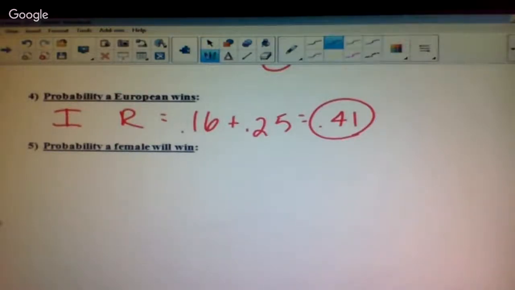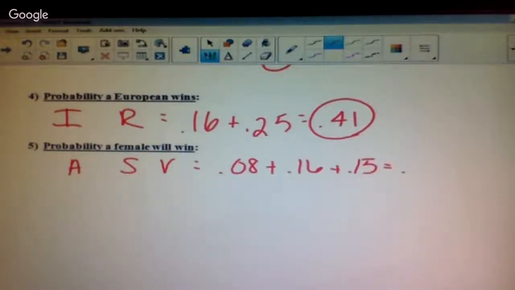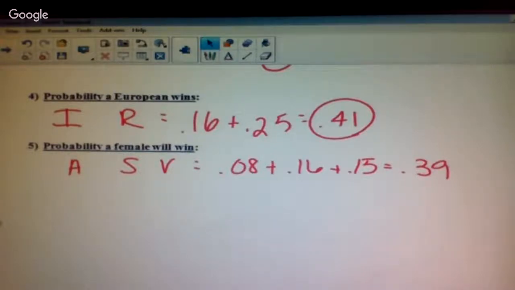Finally, the last one. What's the probability that a female will win? Anna, Serena, and Venus. Venus and Serena Williams are the tennis players, and we both know who they are. So 0.08, 0.16, and 0.15 for a grand total of 0.39. Okay.